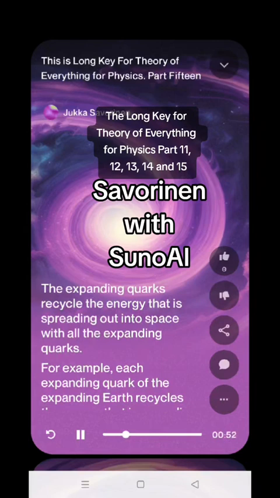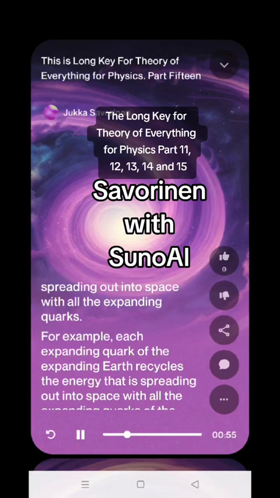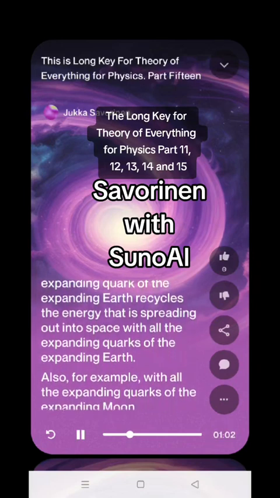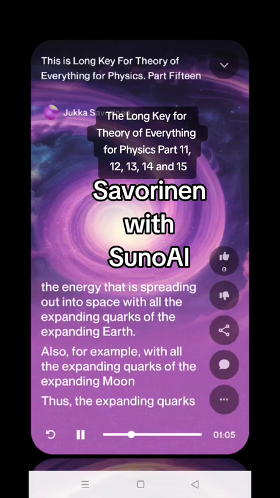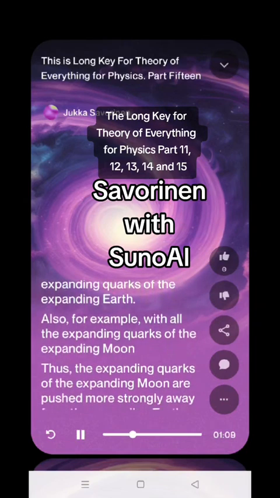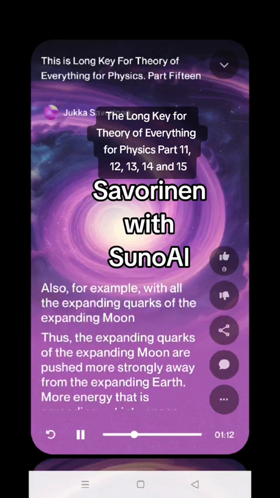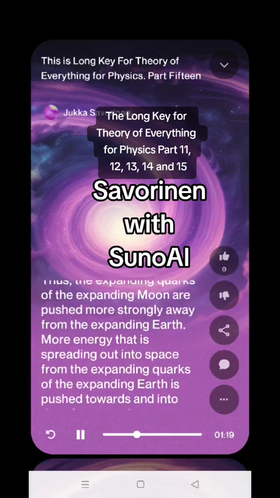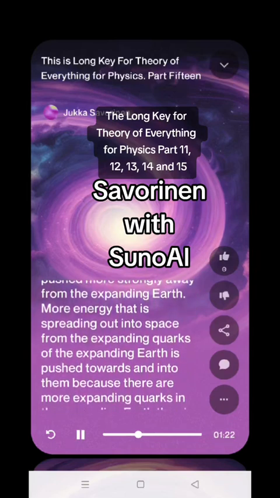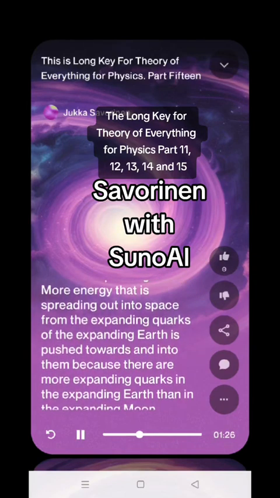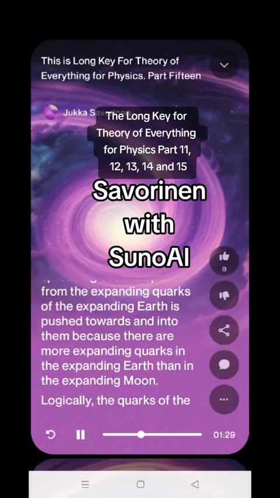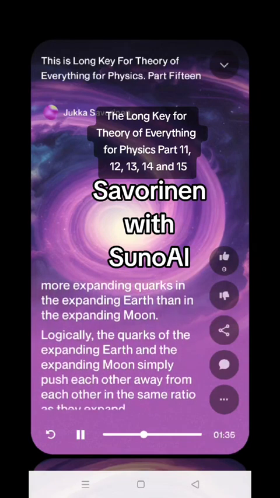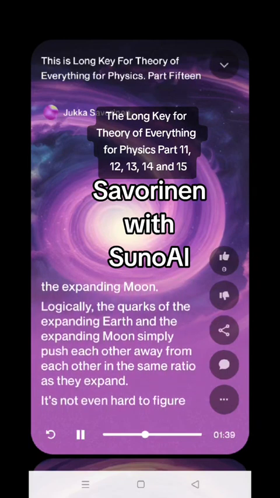The expanding quarks recycle the energy that is spreading out into space with all the expanding quarks. For example, each expanding quark of the expanding Earth recycles the energy that is spreading out into space with all the expanding quarks of the expanding Earth. Also, for example, with all the expanding quarks of the expanding moon. Thus, the expanding quarks of the expanding moon are pushed more strongly away from the expanding Earth. More energy that is spreading out into space from the expanding quarks of the expanding Earth is pushed towards and into them, because there are more expanding quarks in the expanding Earth than in the expanding moon.